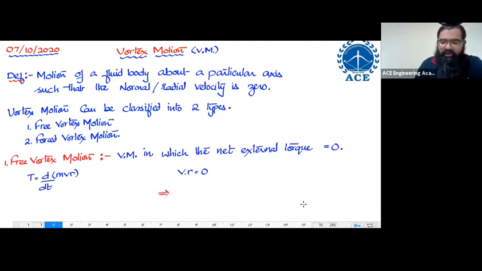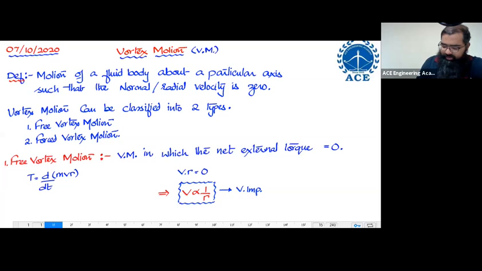From here we have a very important result. Remember this thing, that in the case of free vortex motion, velocity has to be inversely proportional to radius. This is a very important result. In the case of free vortex motion, velocity has to be inversely proportional to radius. This result is very important for us.